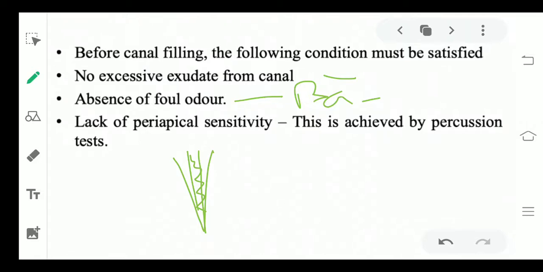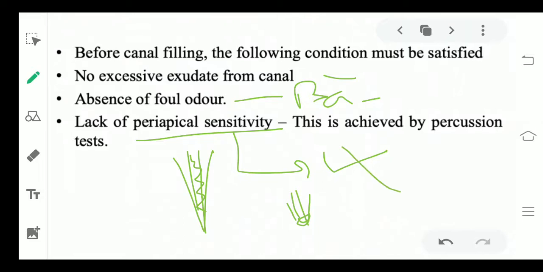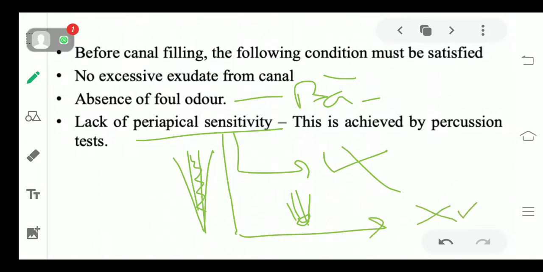Lack of periapical sensitivity. Periapical sensitivity is very very important and a chief feature here. If the patient is having periapical sensitivity, that means that the apex is still not closed, and if the apex is not closed, you cannot go for filling your canal. So if there is periapical sensitivity, you do not do the treatment there. You again apply the osteoinductive material, and if the periapical sensitivity is not there, then you can go for the treatment.